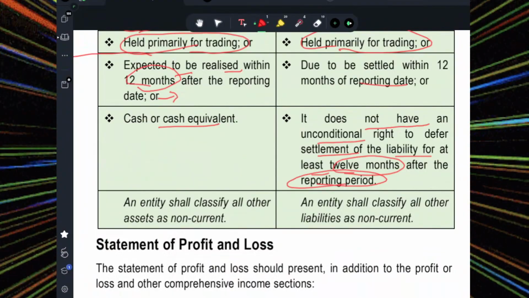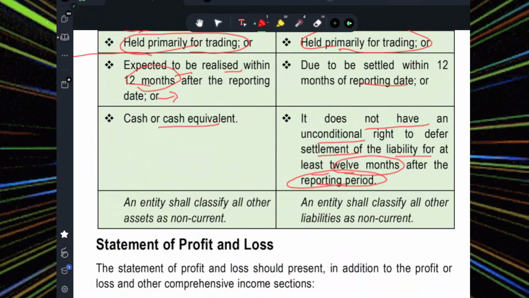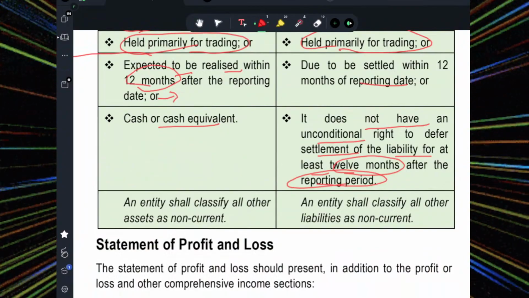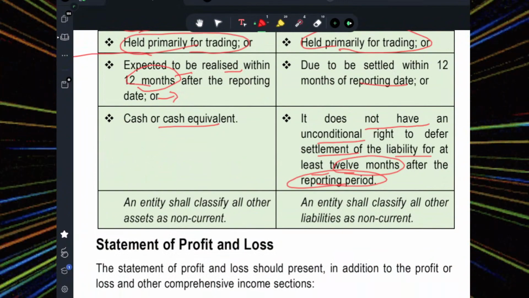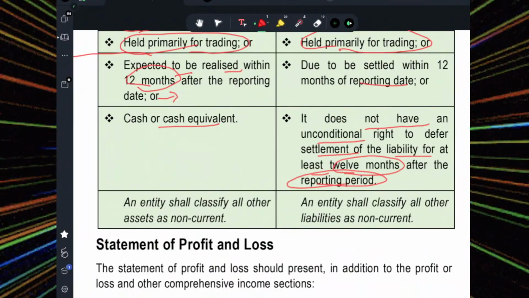So some liabilities are there that I will settle within 12 months. For example, GST, then income tax. You should settle them within 12 months. Then salary, rent payable. These are the provisions. Some cannot be deferred beyond 12 months.